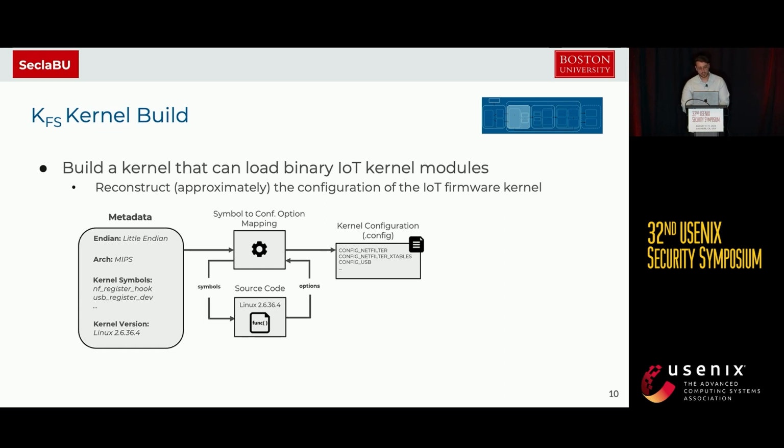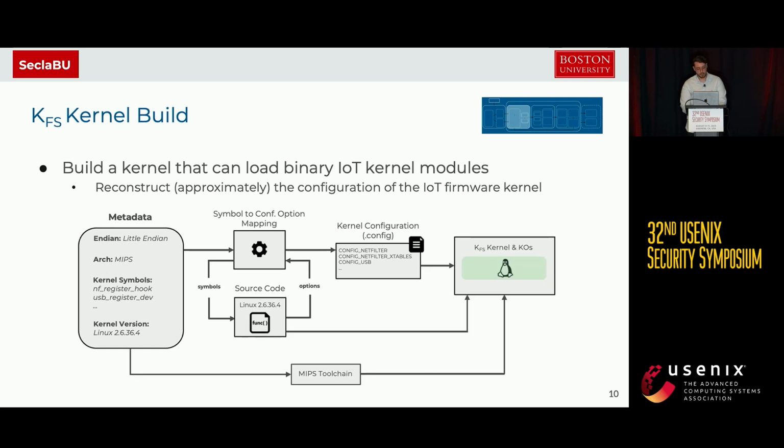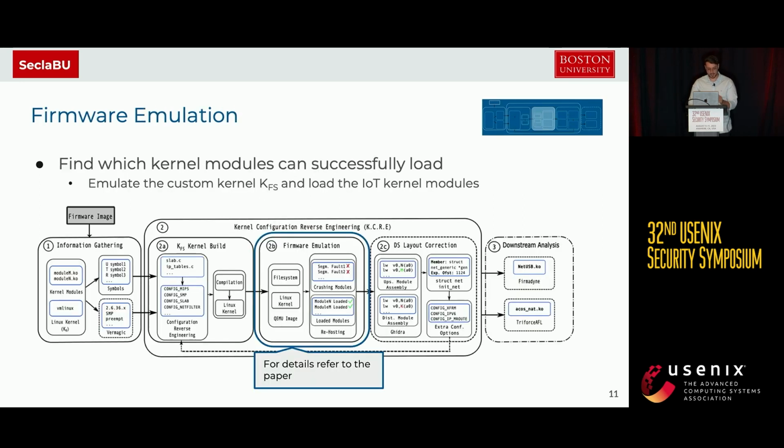That configuration file contains the configuration options that have to be enabled during the kernel build process in order to make all the symbols required by the IoT modules, like, for example, nf_register_hook, available in the final kernel binary. Then FirmSolo will choose the correct toolchain for the target firmware, and will use the .config file along with the source code of the open source version of the IoT kernel to compile its custom kernel, which we call KFS.